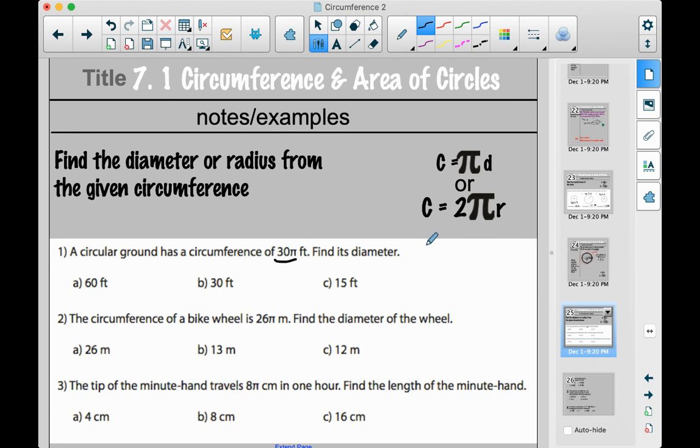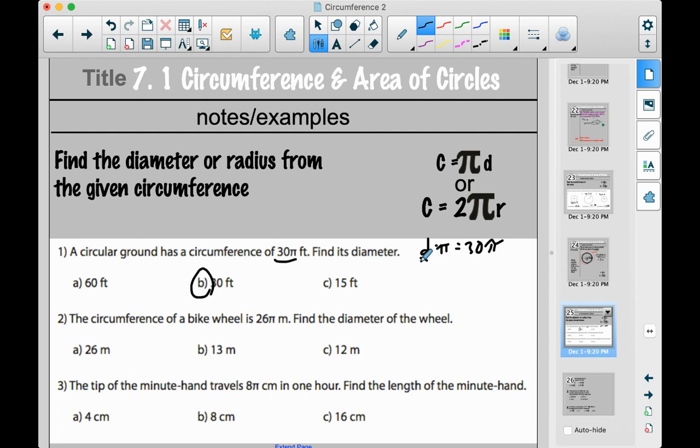Okay, well, if we remember, diameter times pi is what gives me the circumference. And in this case, the circumference is 30 times pi. Okay, well, that should be a pretty obvious example. Something times pi equals 30 times pi. Well, that means the d has to be 30. All right, so 30 feet would be the diameter.